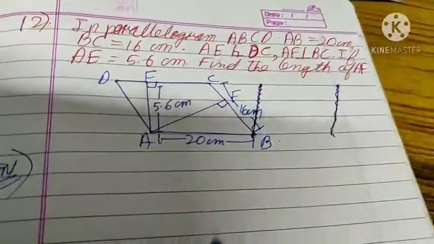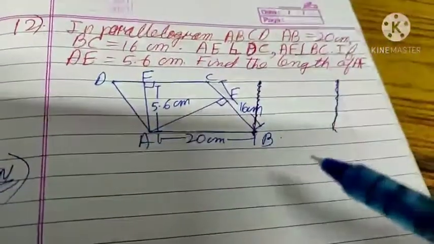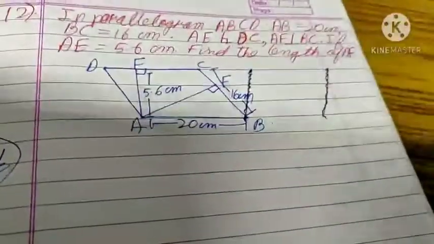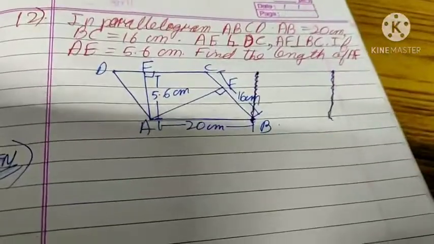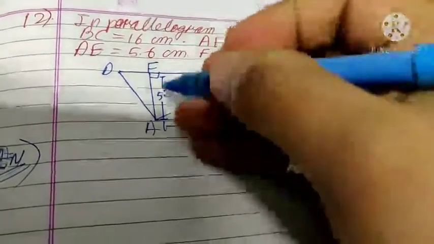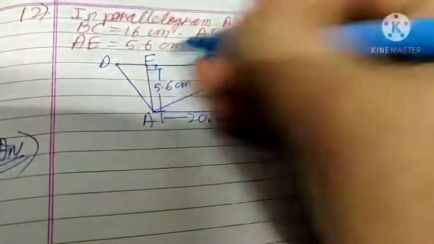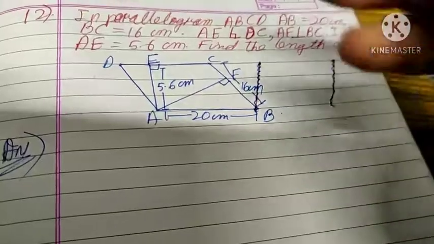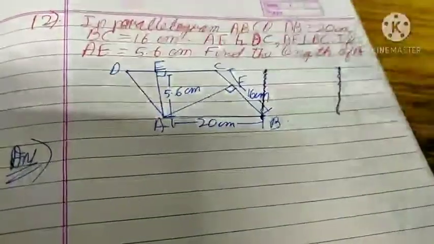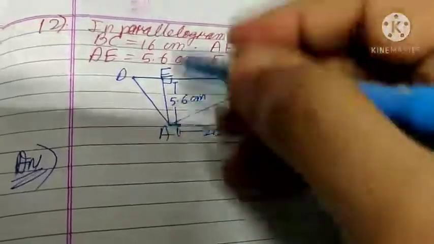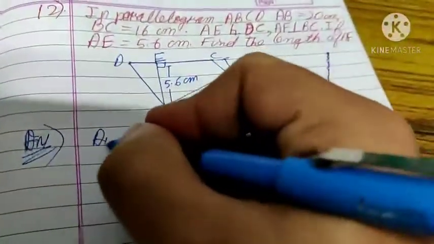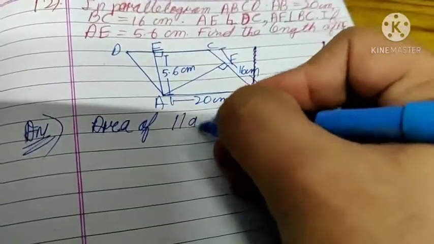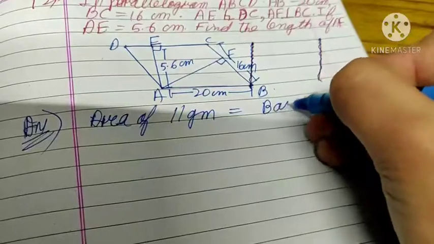So this is our next question. Here it says that ABCD is a parallelogram and we have to find the length of AF. Look, what we will do, the area of a parallelogram always remains the same. First we will calculate the area about the height AE, and then we will calculate the area about the height AF. Calculating the area of this ABCD will remain the same whether we calculate about AF or AE. So first, area of parallelogram is base into height.